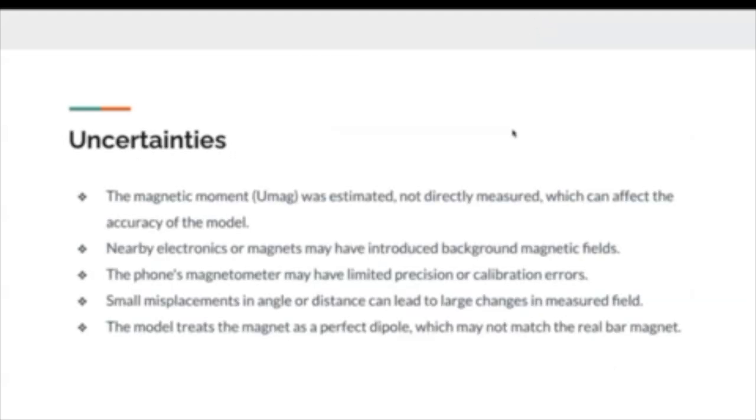The uncertainties were that the magnetic moment was estimated, not directly measured. Nearby electronics or magnets may have introduced background magnetic fields. The phone's magnetometer may have limited precision or calibration errors. Small misplacements in angles or distance can lead to large changes in the measured magnetic field, and the model treats the magnet as a perfect dipole, which may not match the real bar magnet.